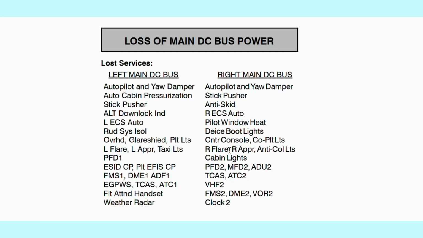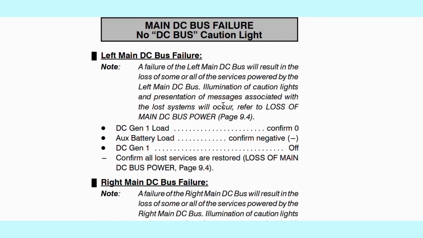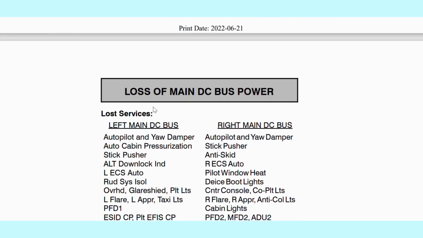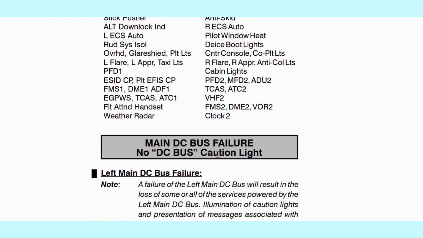Okay, very important. Now, the next one is the main DC bus failure. Now look at this. It's a DC bus failure, meaning you will not have any caution light on the CAUP. So there will be no ding, one of those chimes. It won't come. Okay, it means there's no DC bus caution light. So then you just have to know what you have lost. If you lose a left main DC bus, it will be the left side of the system that will be gone. So basically all these will be gone. If you lose a right side, all these will be gone. So at least the system that you've lost will indicate which bus has failed.